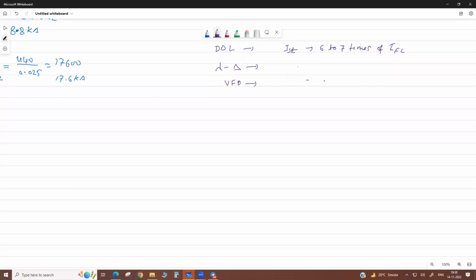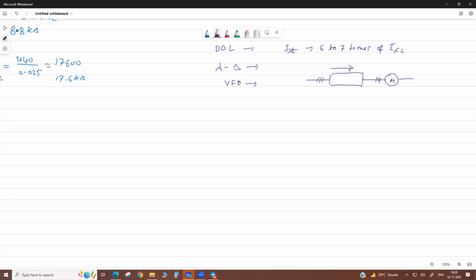You know, if you supply this, this is your 3-phase 3-wire, and this is your VFD. VFD means a converter-inverter combination. Then it is connected to the motor. So it is always in line. Then it consumes some power also. There is a power consumption in VFD also, when it supplies the motor.